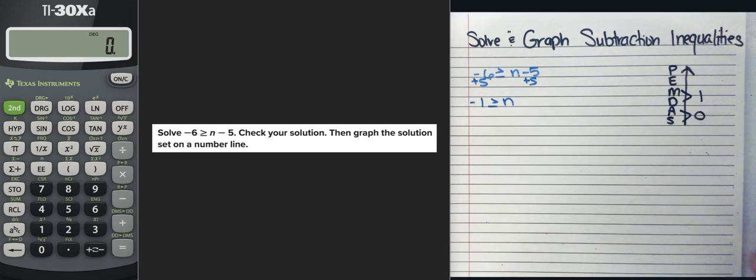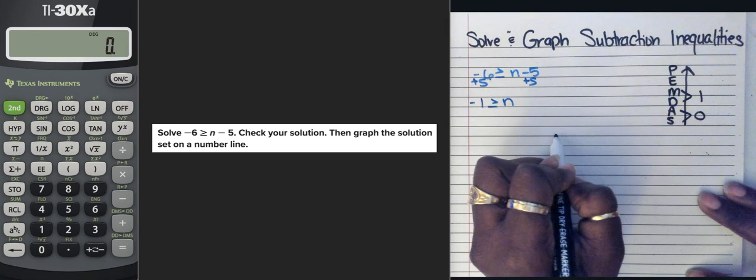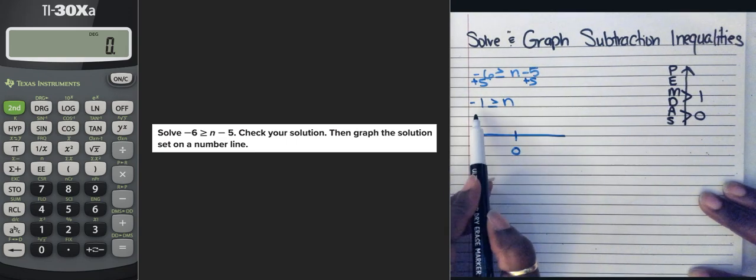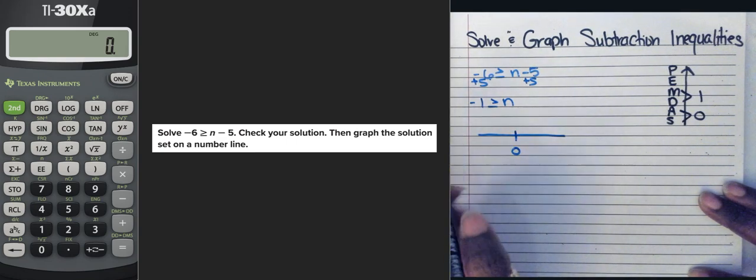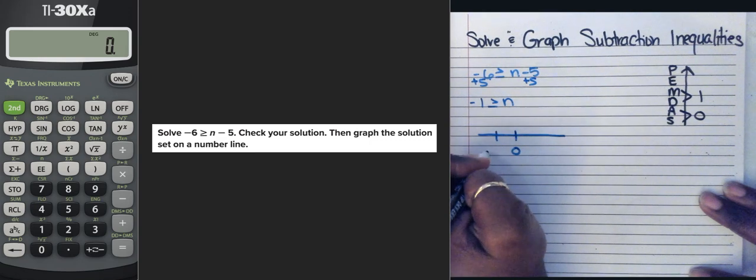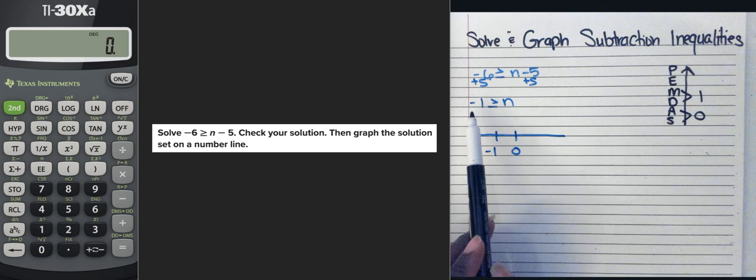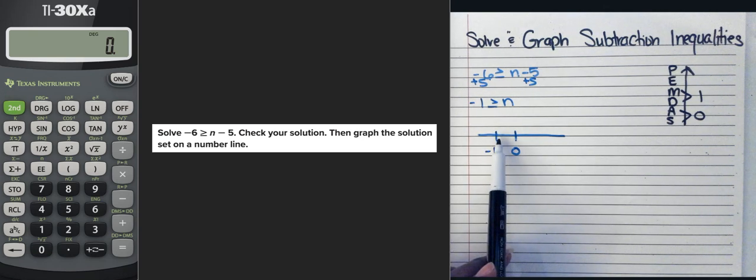Let me give you an example. Let's draw a number line. I'm going to put 0 in the middle. Where will we find -1? -1 is going to be on the negative side, so I'm going to go over here and make this -1. What we're saying again is that -1 has to be greater than or equal to n.